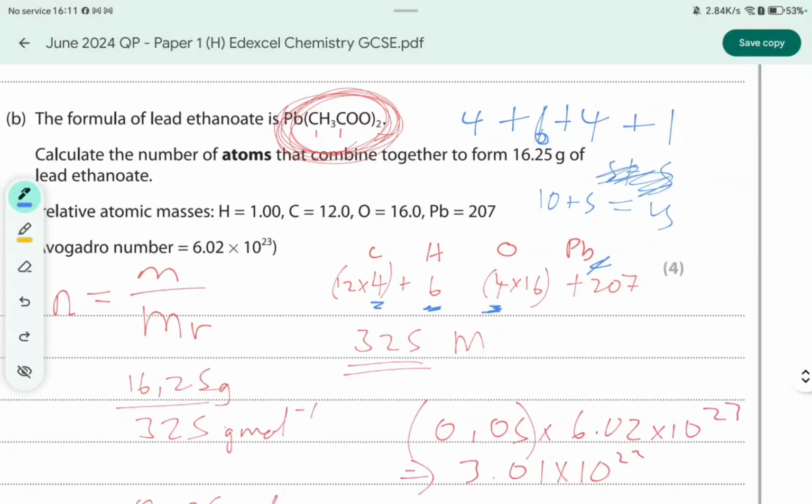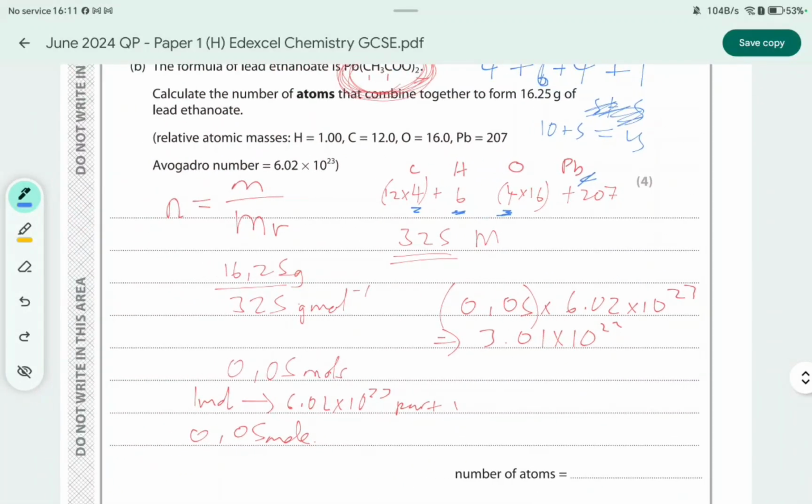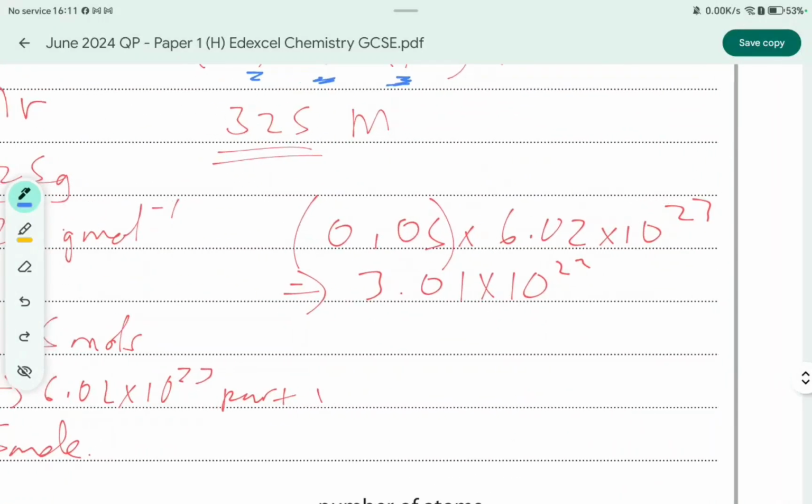So in one molecule of the compound, we have 15 atoms. And the question asks us how many atoms. So we have to multiply our value by 15. If you're asking why I'm multiplying by 15, this is the number of particles of the molecule, but in one molecule you have 15 atoms, and the question is asking us to deduce the number of atoms. So you multiply the number of molecules by 15.